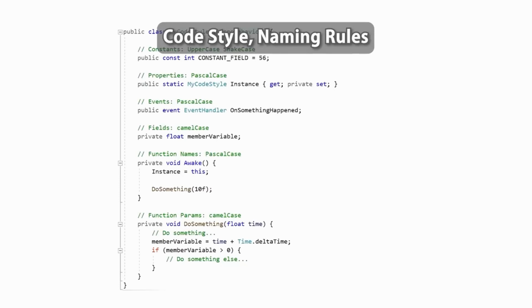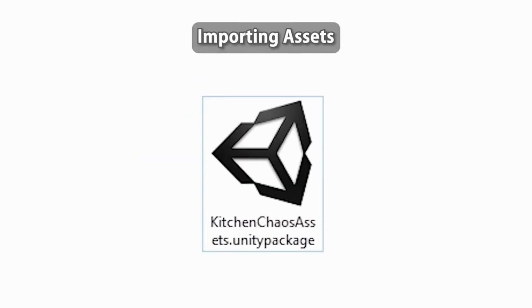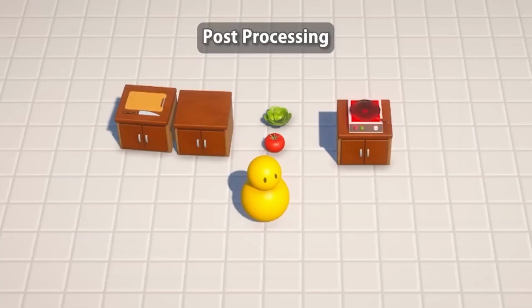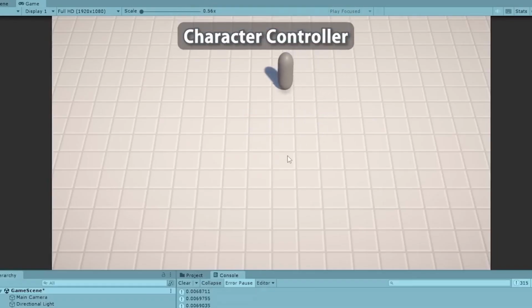Like I said, the code in this course is on the same level of quality as my Steam games, so having proper naming rules and good code style is paramount. Next, we're going to download and import all the assets that we're going to use in the course. Everything is included so you can follow along with every step of the way. With the assets imported, we're going to set up some quick post-processing just to make the game look good. Then for our first piece of logic, we're going to make a simple character controller.